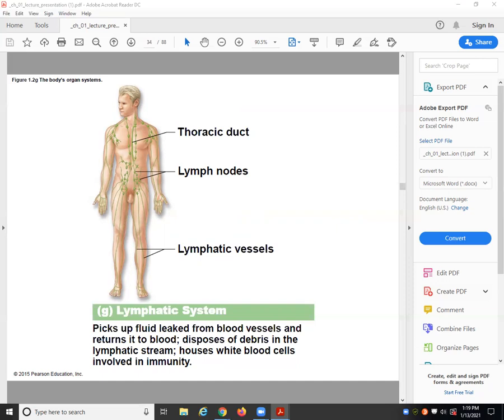All right, so this shows you the location of some of the lymph nodes in the body. It also shows you the thoracic duct, which is the lymphatic duct. Your lymphatic system, it tells you here, disposes of debris in the lymphatic stream and houses white blood cells involved in immunity. So it's kind of what was said in the previous slide.